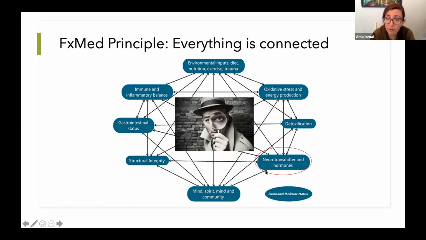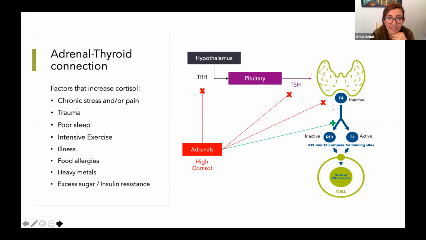So while today we're focusing on this node of the functional medicine matrix, which is the hormones, you can see that hormones are very much affected by every aspect of the body, whether it's the immune system or the GI or your structural integrity, oxidative stress, etc. So let's explore some of those. I wish I could talk about all of them with you, but that would take much longer. But we'll focus on some of the priority ones. So let's talk about the adrenals. We started to touch on that earlier.